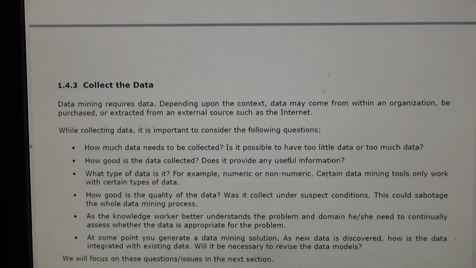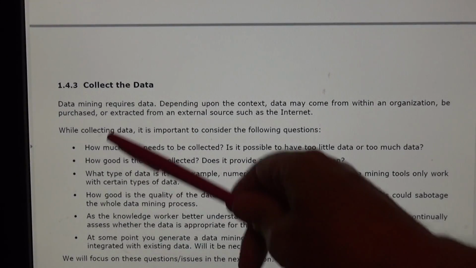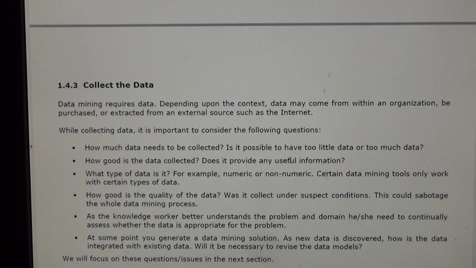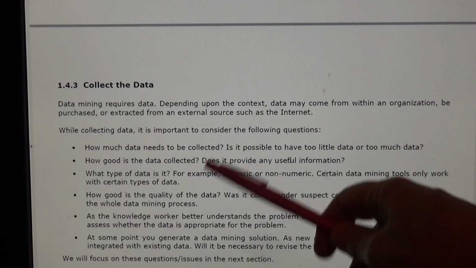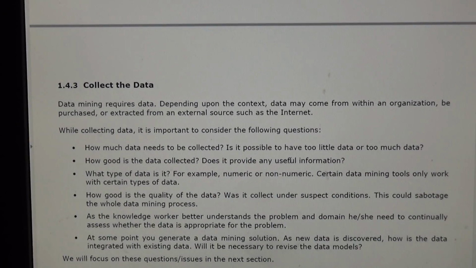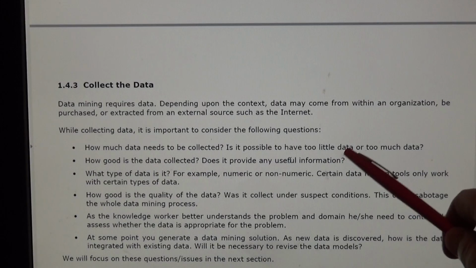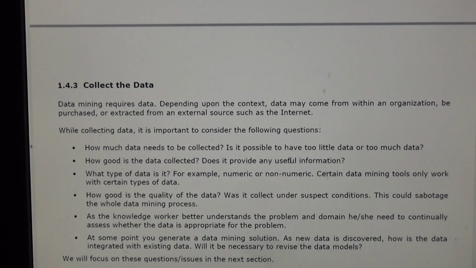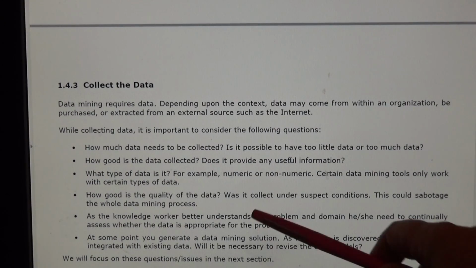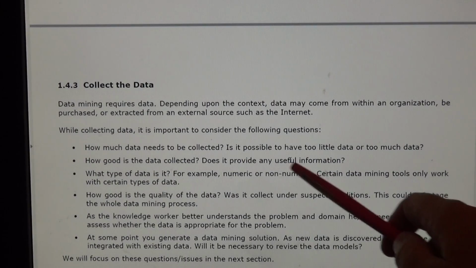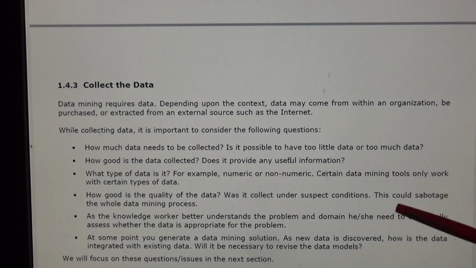The next phase is to collect data. And as you know, data mining requires data. Now, there are different things to think about regarding the data. How much data needs to be collected? Is it possible to have too little data, too much data? What good is the data collected? Does it provide any useful information? What type of data is it? Is it numeric or non-numeric? We want to pay attention to that because certain data mining tools only work with certain types of data setups. How good is the quality of the data?